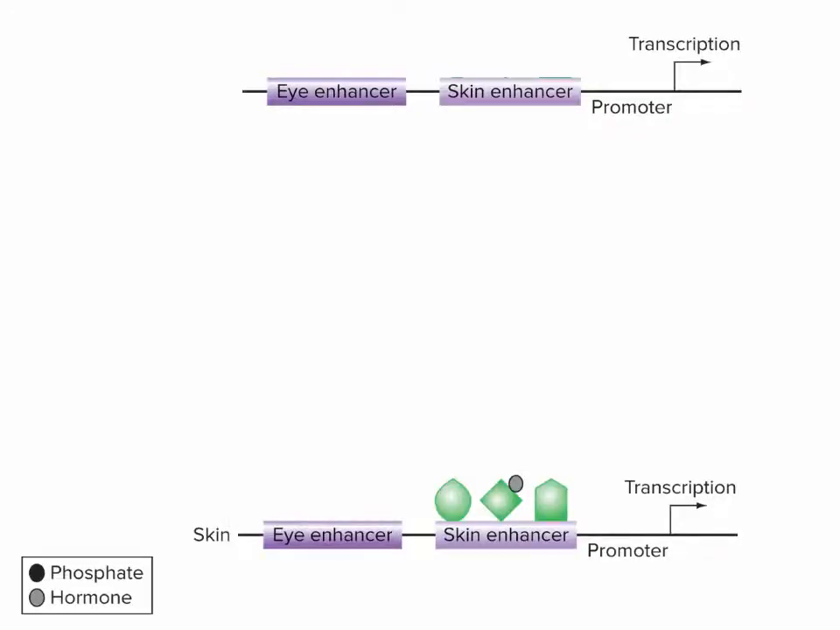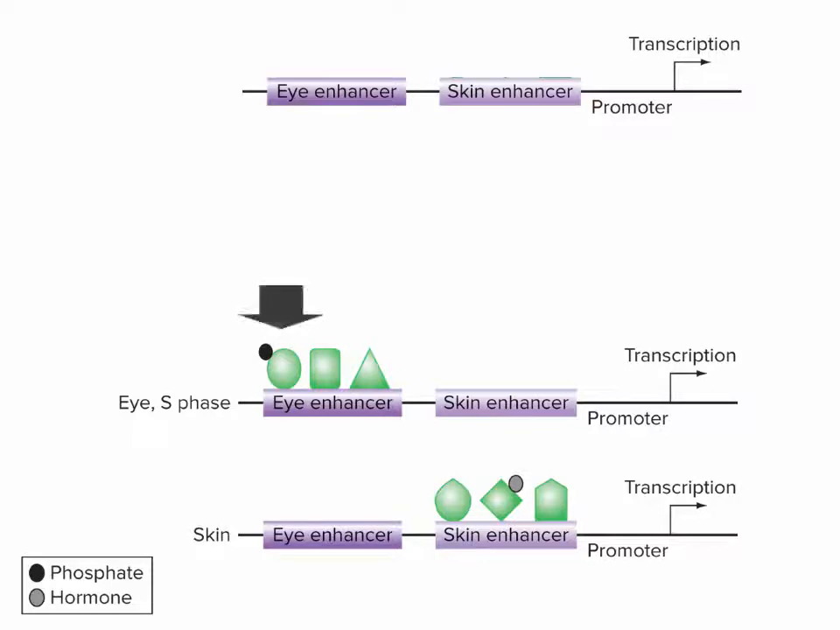First, in skin cells, the activators that bind the skin enhancer are all present and modified appropriately so that all of the activator binding sites in the enhancer are filled, and the enhancer can activate transcription. In eye cells during S phase, the eye enhancer's activator binding sites are filled by a different combination of transcription factors that are present in the eye and modified appropriately during S phase.